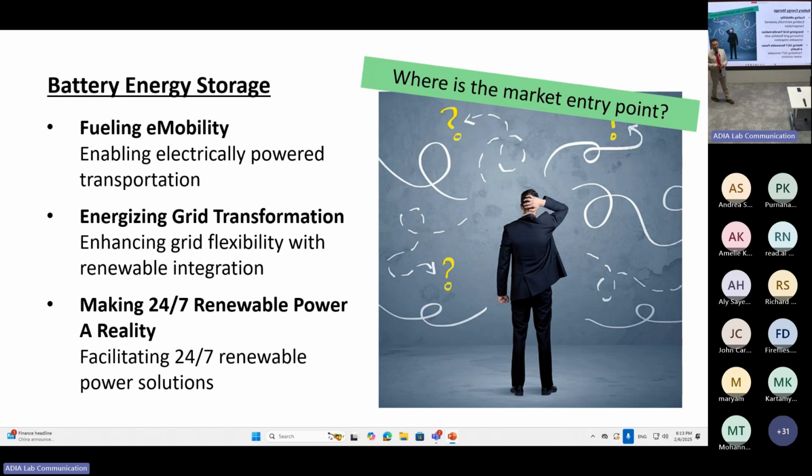Battery energy storage supports 3 sectors. One is fueling mobility, basically electric vehicles. Another is energizing the power grid transformation, and we do need energy storage technologies to enable a larger percentage of renewable energy integration into the power grid. That's a technology issue. And also making 24-hour round-the-clock renewable power a reality. This is not about the power grid, it's about different industry applications. These are the 3 enablers for these 3 sectors.